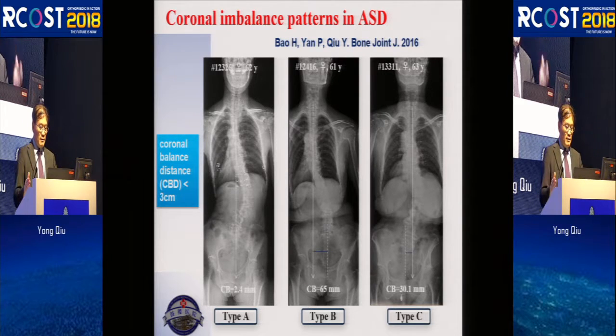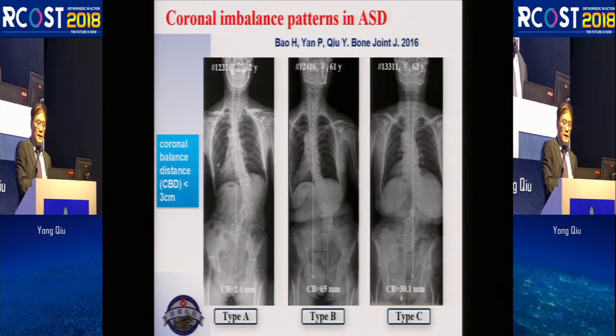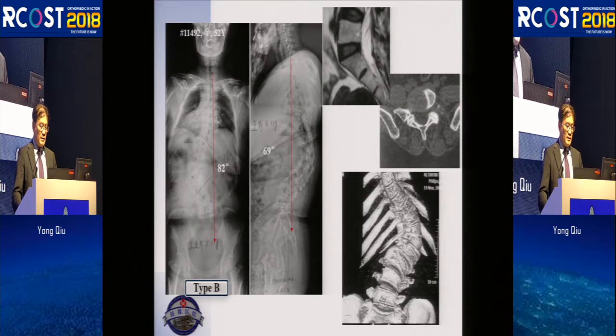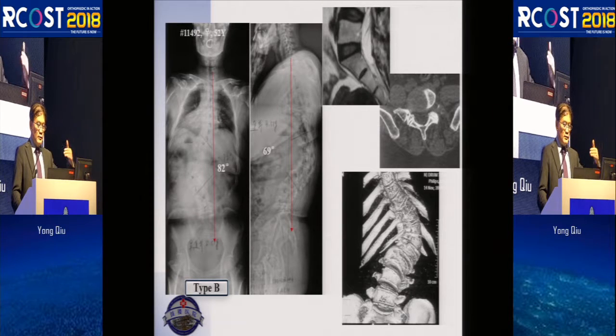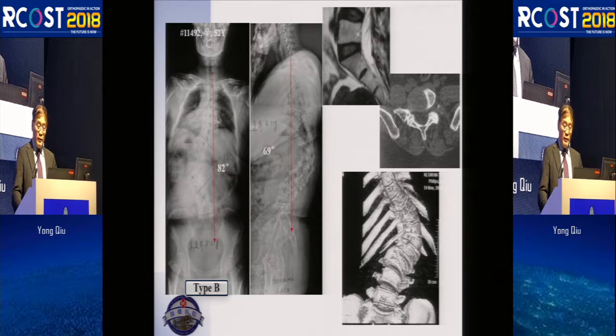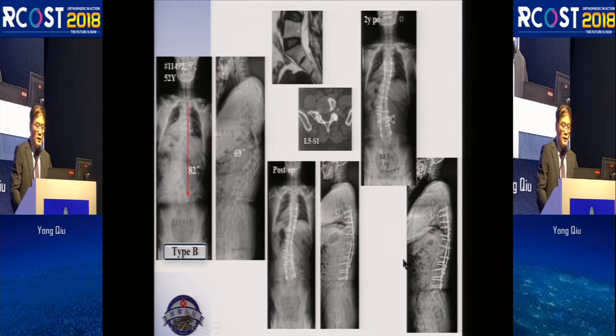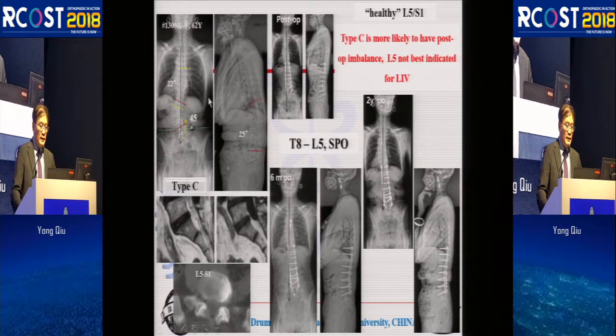Type A means no imbalance. Type B means imbalance to the concave side. And type C means imbalance to the convex side. So if it is type B, converting to the concave side, if the L5-S1 disc is healthy and there is no osteotomy below L3, you can try to stop at L5. Look at this patient. We stopped at L5. At 2 years follow-up it looks good. And here, immediately after surgery, the patient has imbalance, but at 2 years follow-up it has spontaneously improved.